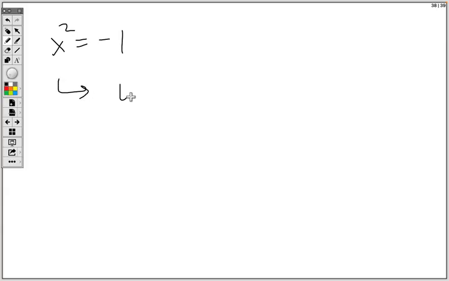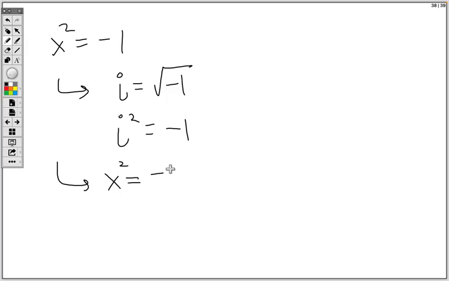So what we do is define i, the imaginary unit, to be the square root of -1, so that i squared equals -1. And therefore we can solve the equation x squared equals -1 to be x equals plus or minus the square root of -1, or plus or minus i. So the letter i represents this number.